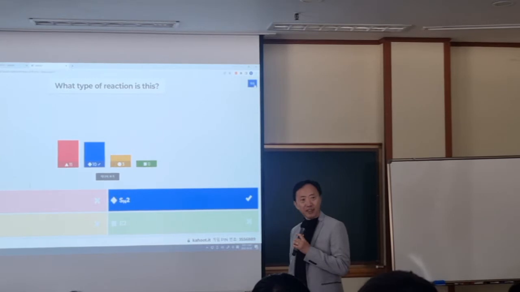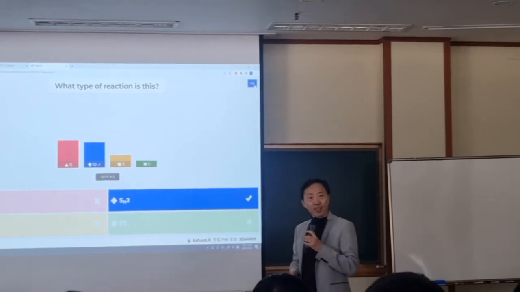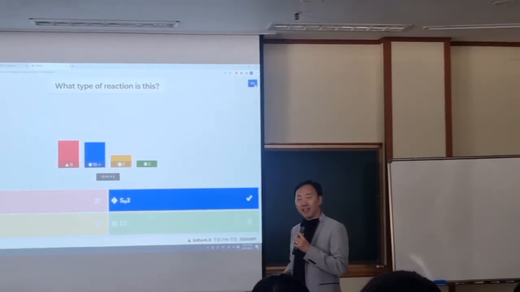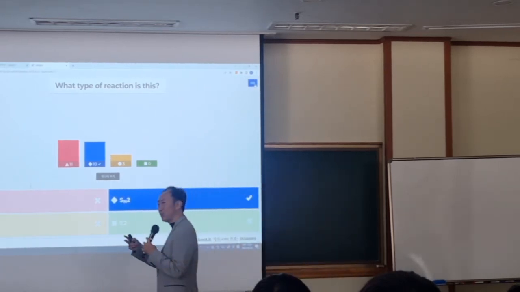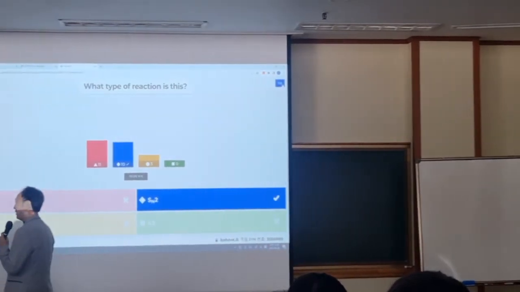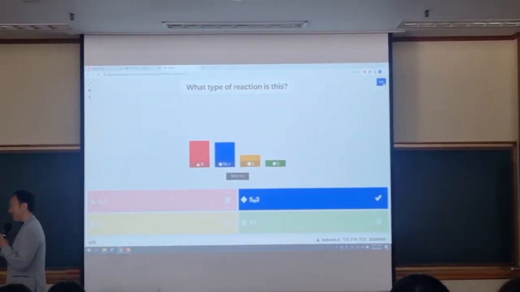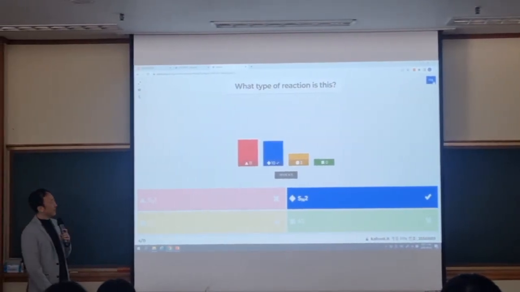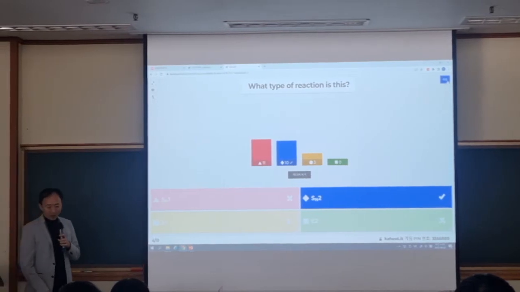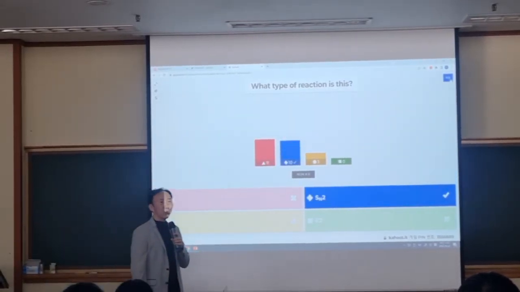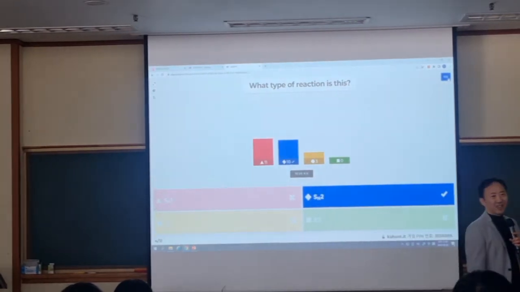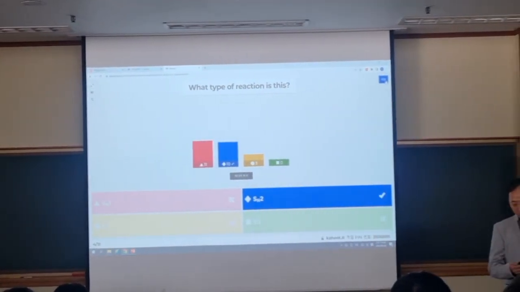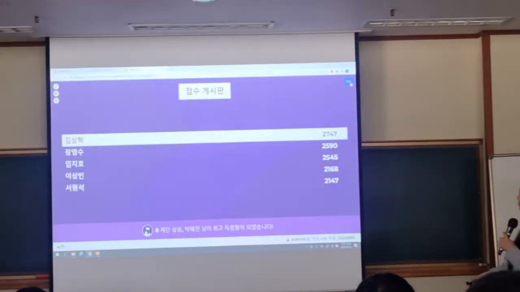Elimination is removal, right? This is the exchange, so that's a substitution. It should be N, S, and N is nucleophilic, right? Two, yeah, it can be SN1. 완전히 틀렸다고 말하기 좀 어렵긴 하겠네. SN1일 수도 있겠다. 그런데 primary alkyl halide니까 SN2가 95% 맞는 답이지 않을까 싶어요.